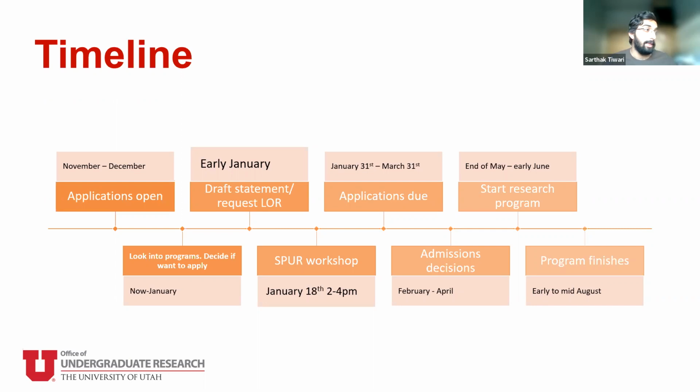And then the applications tend to be due between the end of January and the end of March. It's a very loose timeline, again very program dependent, so make sure you look into those now so you can keep track of the dates. Admissions decisions happen throughout, until around April. And then the programs are usually between late May or early June, all the way to early or mid-August, depending on the program. That's a very rough timeline of events and what you should be considering when looking at these summer programs.